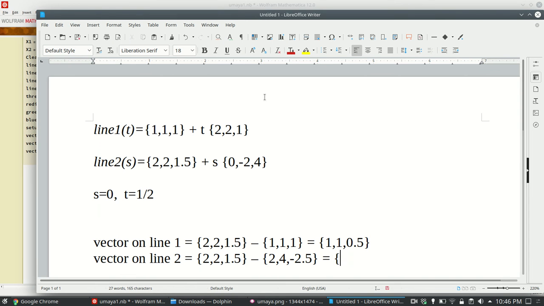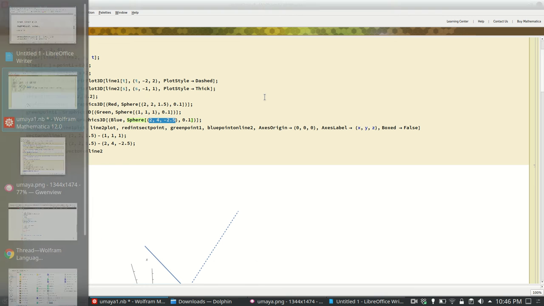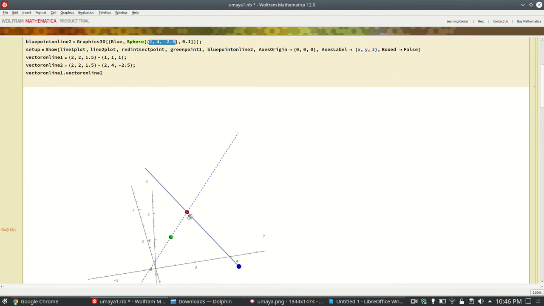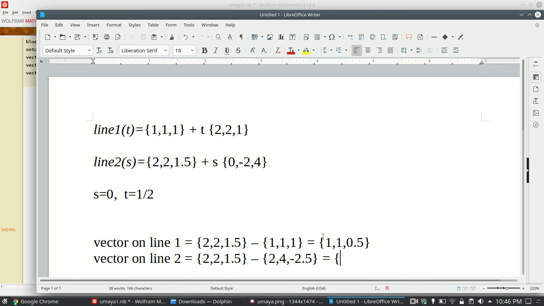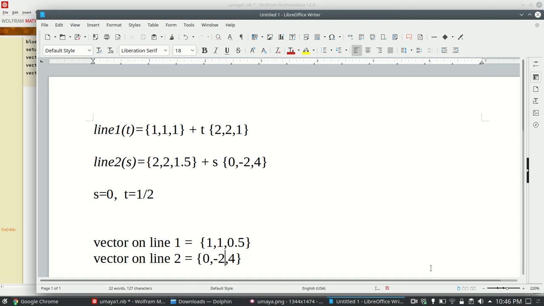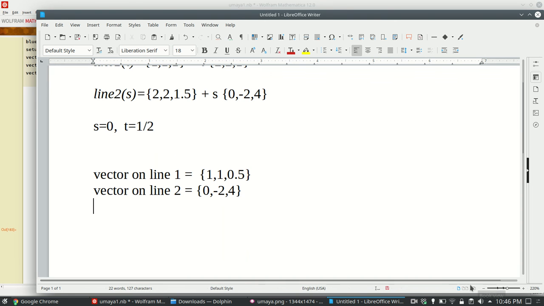So then the vector on line 2 would be this vector, this minus this. It's the vector that fits right between those 2 points, right? So that vector would be 0, -2, +4. So that's my vector for line 1, and that's my vector for line 2. So then now I just dot them.